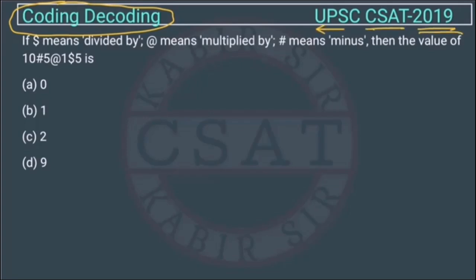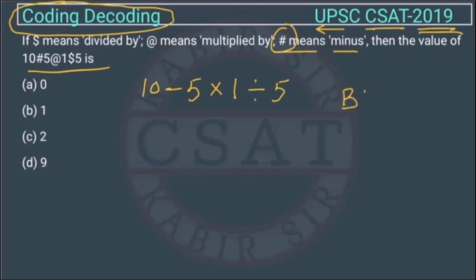of 2019. If dollar sign means divided by, at the rate sign means multiplied by, and this sign means minus, then what is the value of this? This is hashtag, so we will convert it into 10, hashtag is minus, then 5, at the rate sign means multiplied, 1, dollar sign means divided by 5. We have to just solve this, so we will use here the concept of BODMAS.